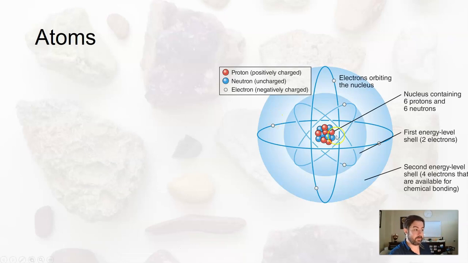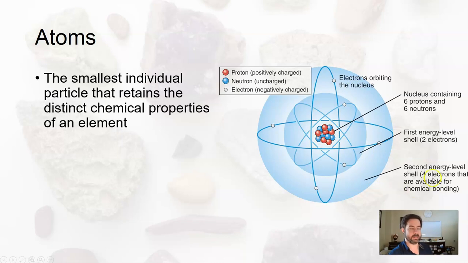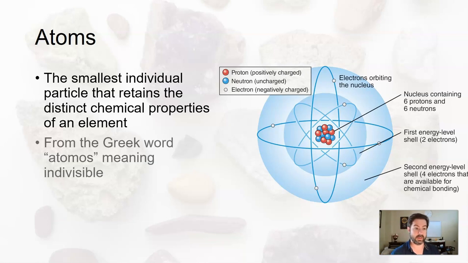So a little diagram of an atom. You have your protons and neutrons in the center. It's the nucleus. Then you have electrons floating around the outside. Again, atoms are the smallest individual particle that retains the distinct chemical characteristics and properties of a particular element. When I'm talking about elements, I'm talking about the periodic table of elements. More on that momentarily. And the word atom comes from the Greek word atomos, which means indivisible.